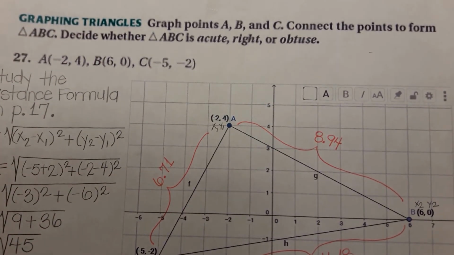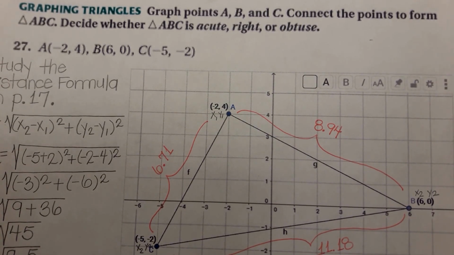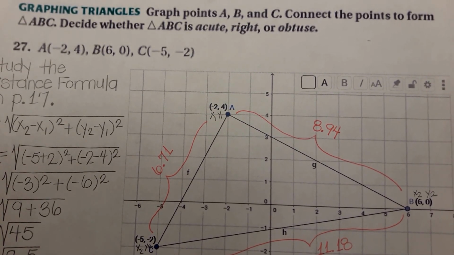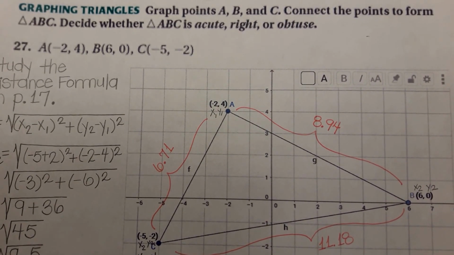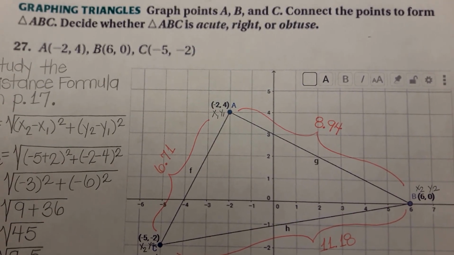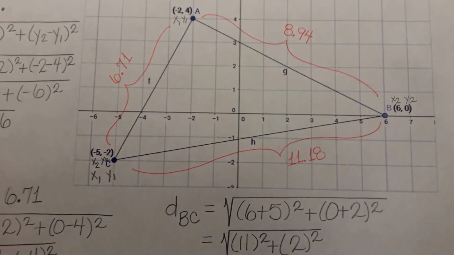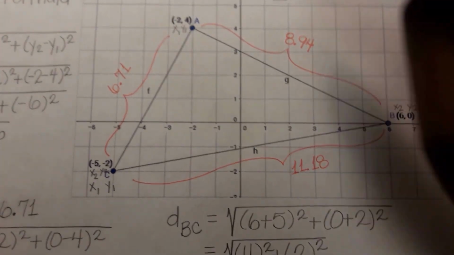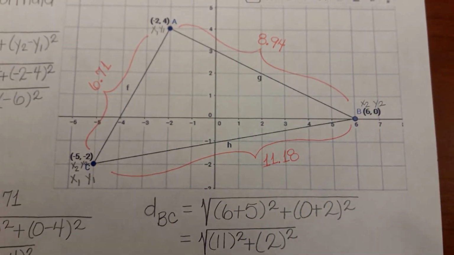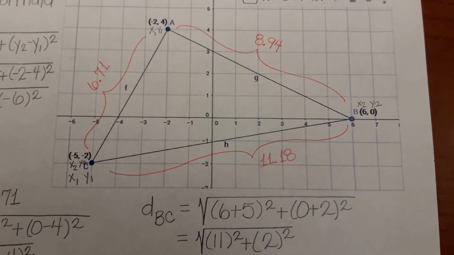Last example. It says graph points A, B, and C. Connect the points to form triangle ABC. Decide whether triangle ABC is acute, right, or obtuse. So if you notice here, I went on the GeoGebra website. Very good website. And I constructed my triangle.